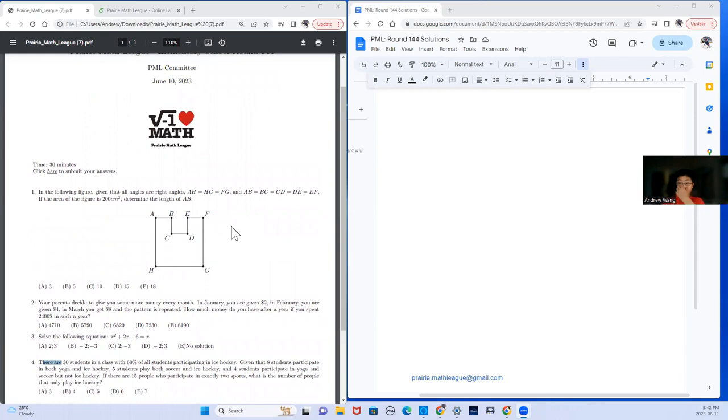In the following figure, given that all angles are right angles, AH equals HG equals FG, and AB equals BC equals CD equals DE equals EF. If the area of the figure is 200 centimeters squared, determine the length of AB.